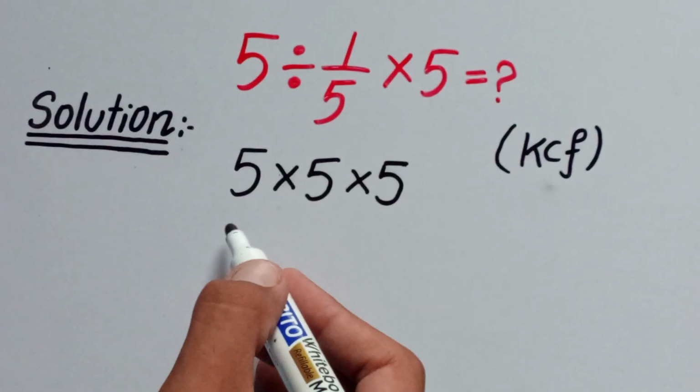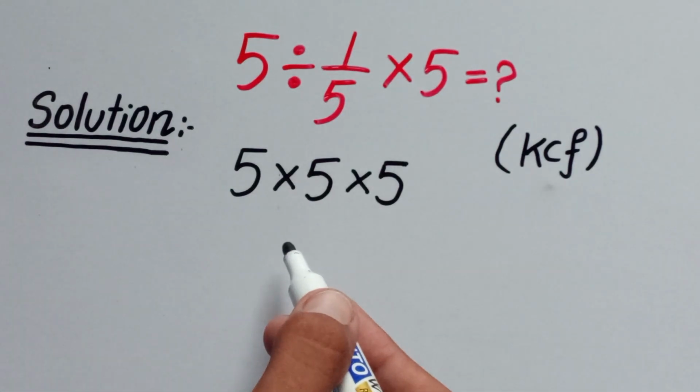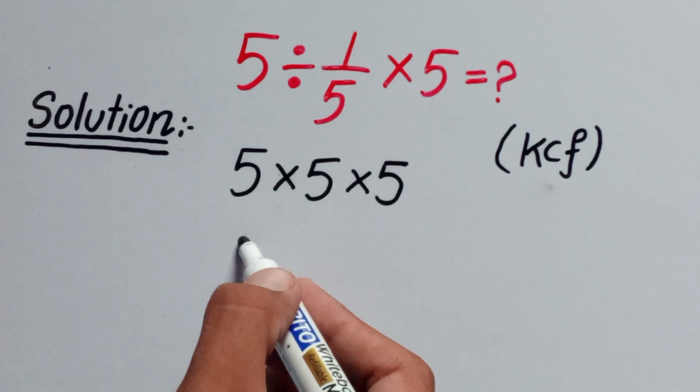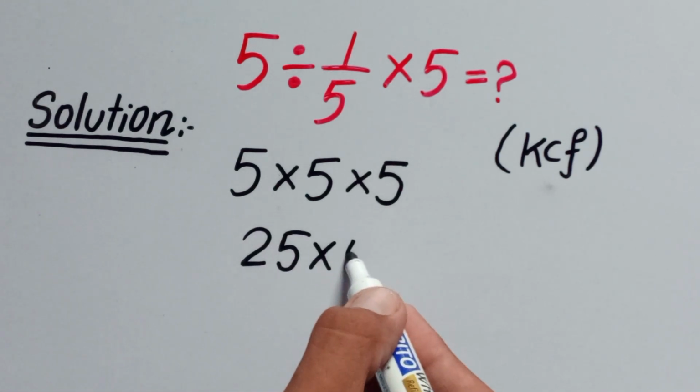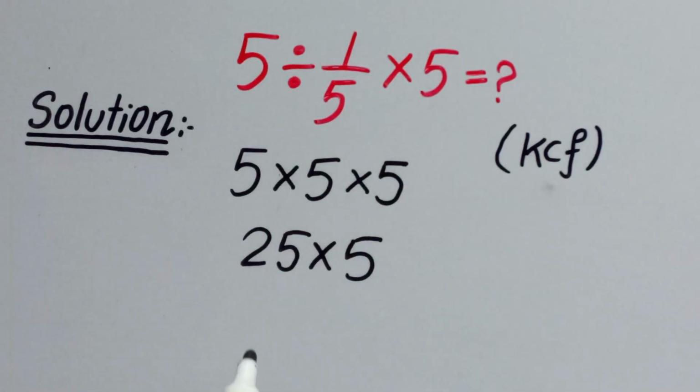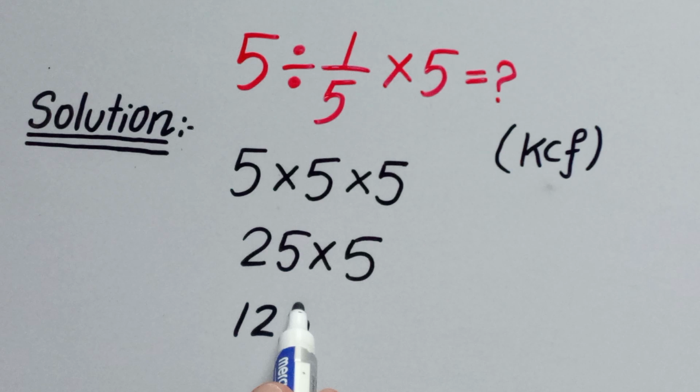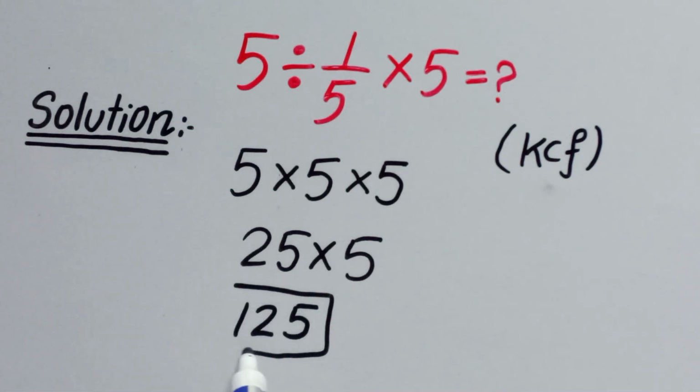Now here I can solve this from left to right. So 5 times 5 is equal to 25, times 5. 25 times 5 is equal to 125. Guys, this is the final answer of this expression.